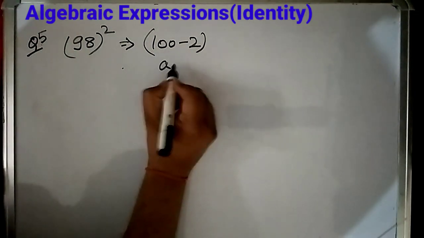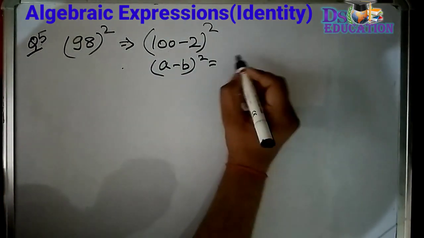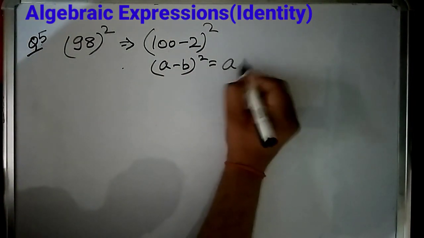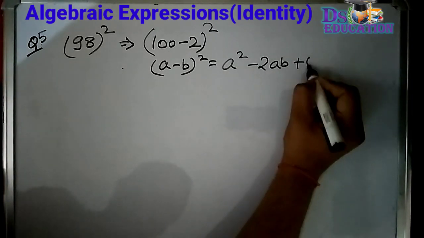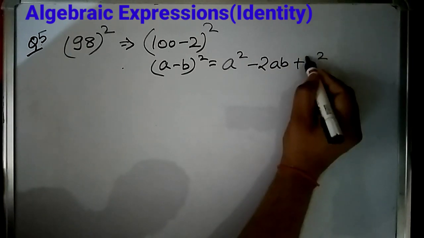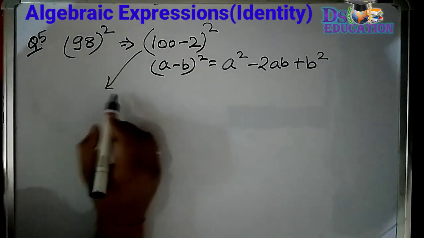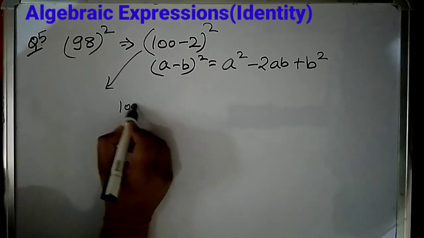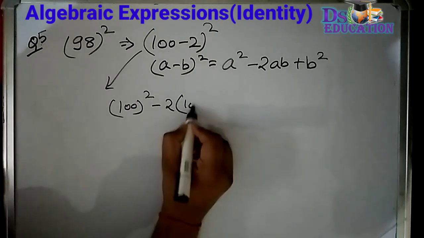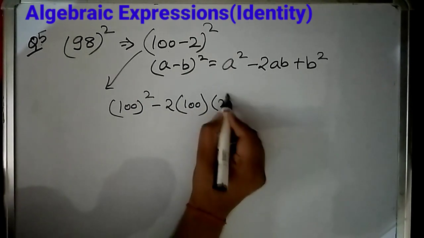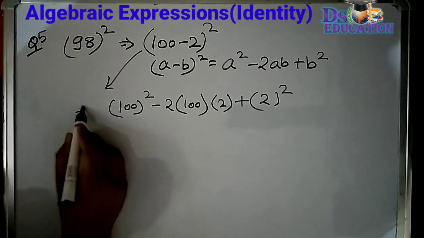Again here we will write a minus b. This is the formula. The previous one was a plus b, now it is a minus b. So a square minus 2ab plus b square. This is the b square. Again applying this in the formula, substitute the values. That is 100 whole square minus 2 bracket 100 bracket 2 plus 2 whole square. Okay, this is the value.